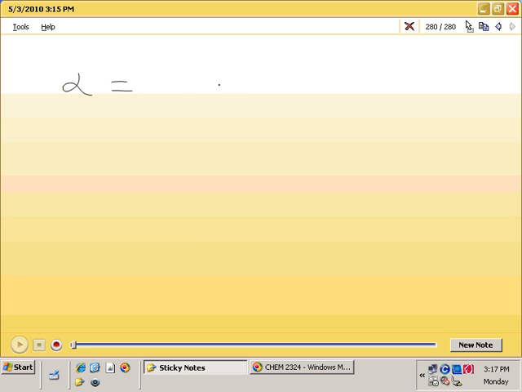But it's also dependent on concentration. In other words, the more concentrated the sample is, you'll have a bigger optical rotation. Okay, and that's this symbol right here. And it also depends on what people call the path length, which is basically the thickness of the sample.